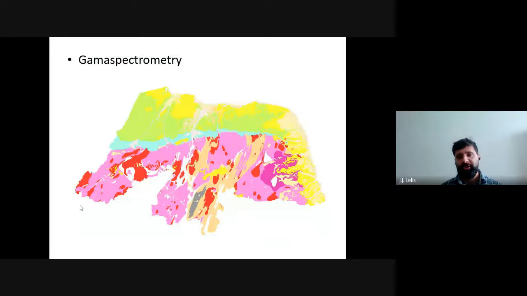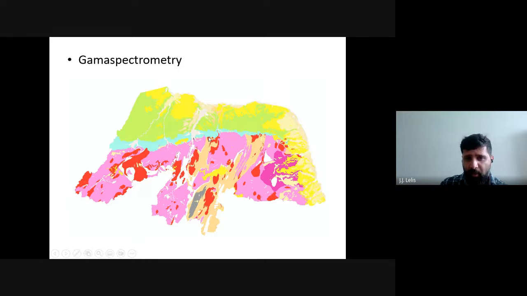Here is just an example that helps a lot to understand. This is an area in Brazil, the Rio Grande do Norte state, in a semi-arid region. Here the colors represent the type of rock. Each color represents a rock type. This red color is granites, and this green color is limestone.